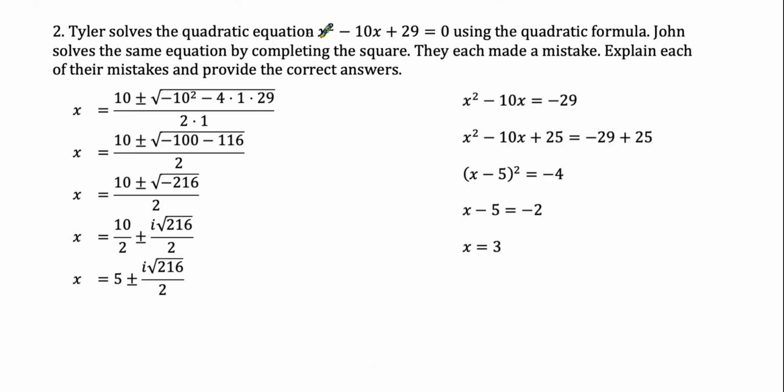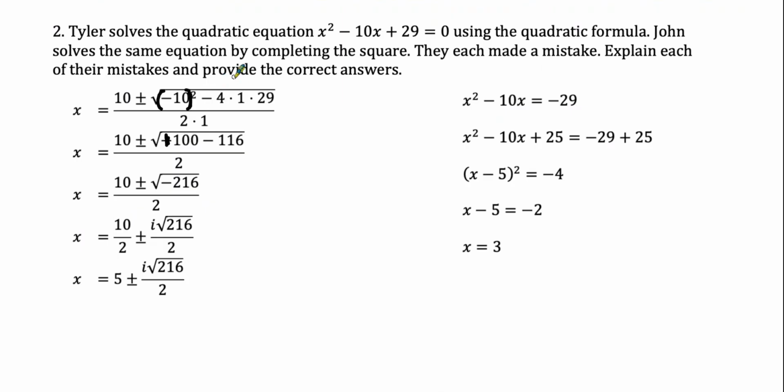On number 2, we are solving this quadratic equation 2 different ways: 1, using the quadratic formula, and 2, by completing the square. So, first, if we look at Tyler's method using the quadratic formula, he made a mistake somewhere. It actually ends up being right here. In the quadratic formula, when we square b, we need to make sure that we are putting that in parentheses. So if I take -10 and square it, I should get positive 100.